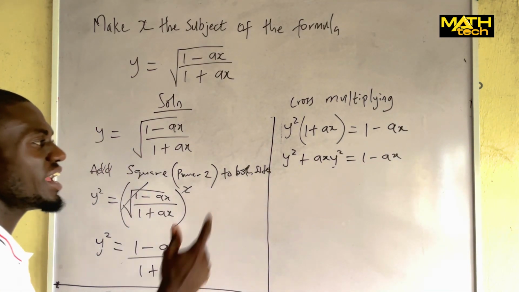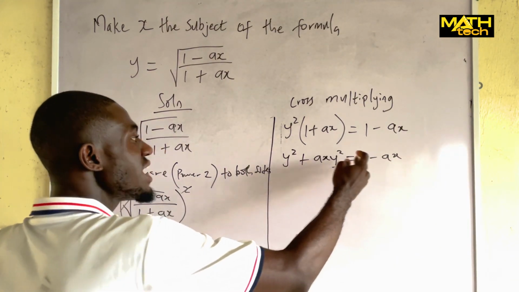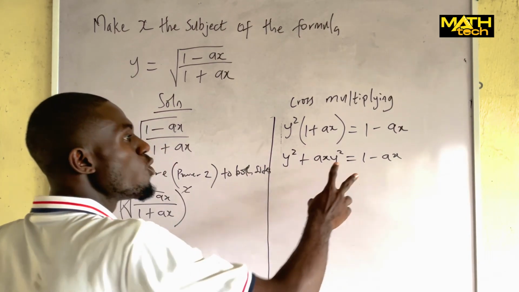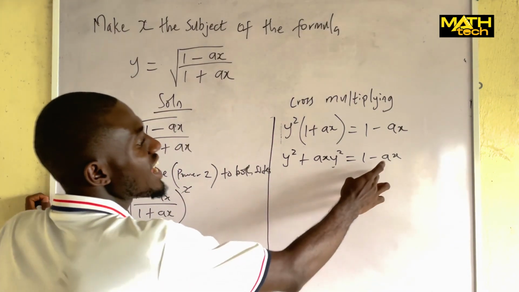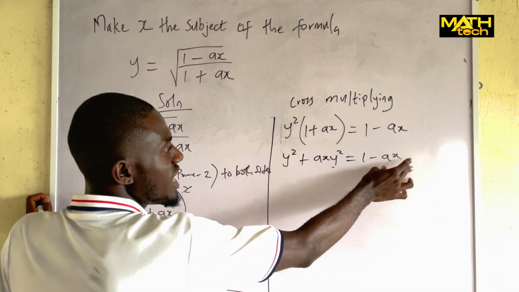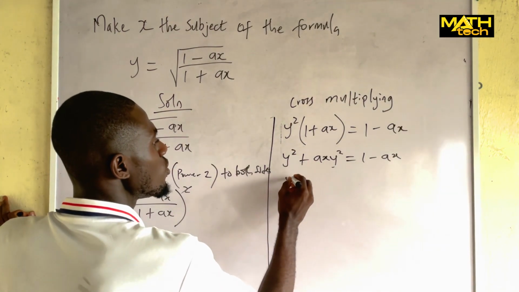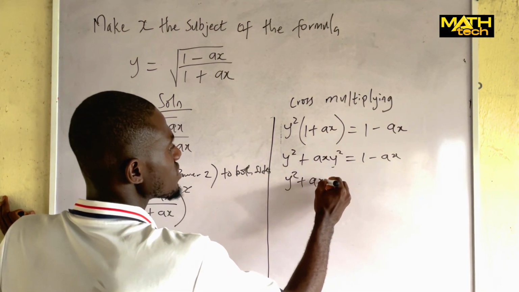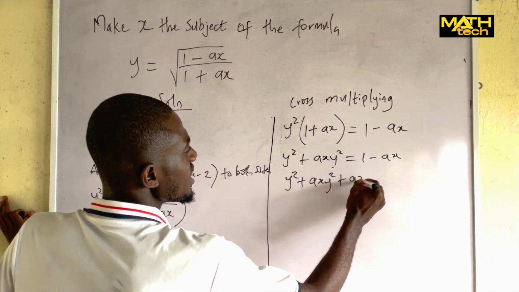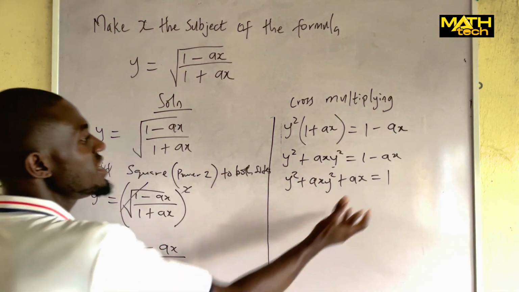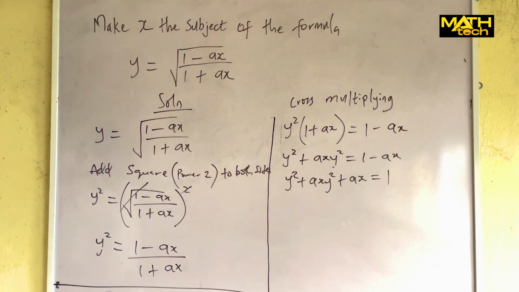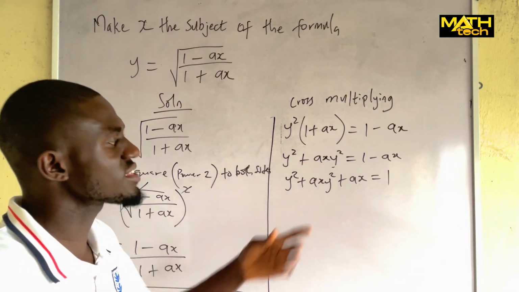And don't forget that anytime you move a value from either the right hand side or the left hand side, if a value crosses the equal to sign, the sign changes. So we move this minus ax down to the left hand side, and now we have y squared plus ax equal to 1. So we can see that at this point there is a sign that yes, at the end of this, x can possibly stand alone.